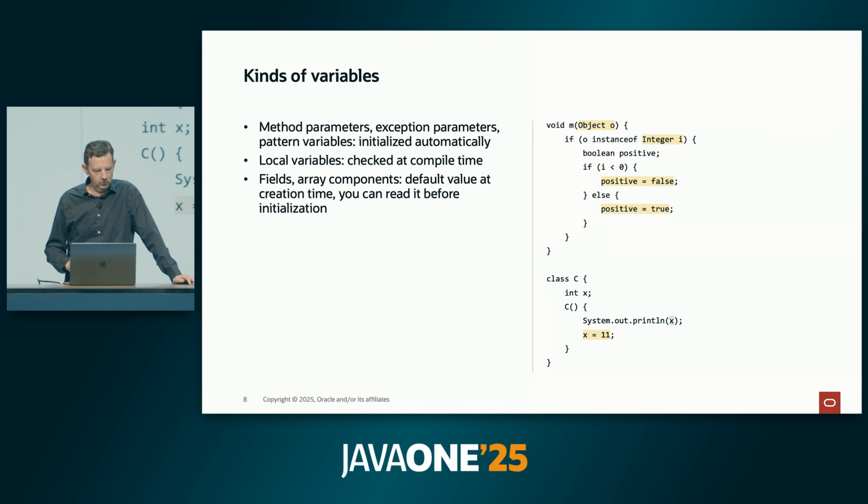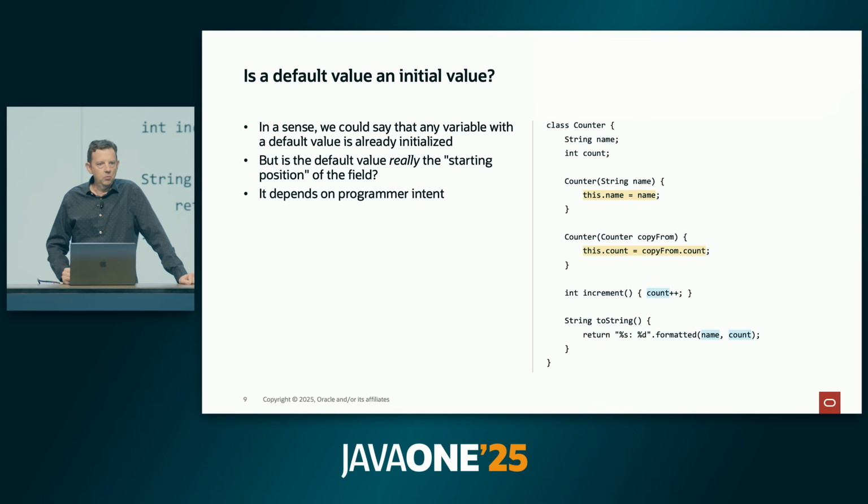Fields and array components are where the problems are. So the way these behave is they get a default value. And at creation time, I have a class. When I enter my constructor, all my fields already have a default value set. It is possible, depending on how you try to get to those fields, that you can read those default values. Sometimes that's intentional. Sometimes what you want is just treat the default value like the initialization of this field. Sometimes it's not, and it's an oversight.